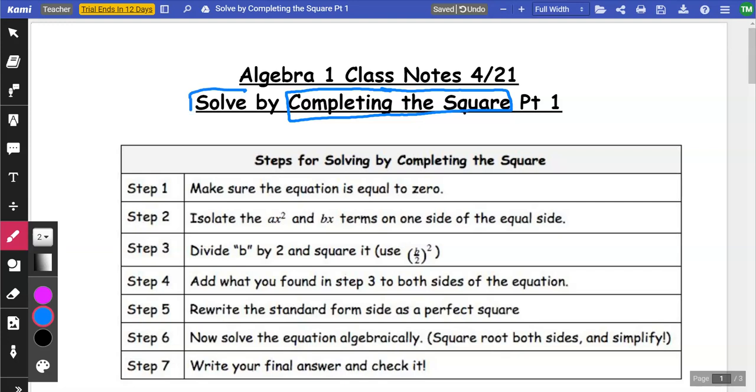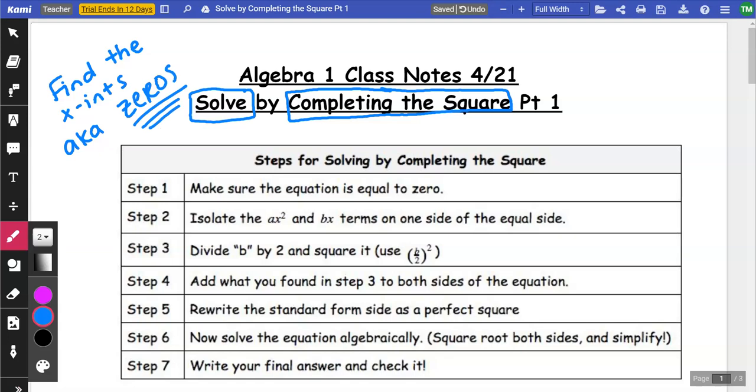So when I say to solve a quadratic equation or a degree 2 polynomial function, what do I really mean? I mean find the x-intercepts. So you're solving to find the x-intercepts. And what else can we call x-intercepts? They're also known as zeros. So what we're really trying to find are the zeros.